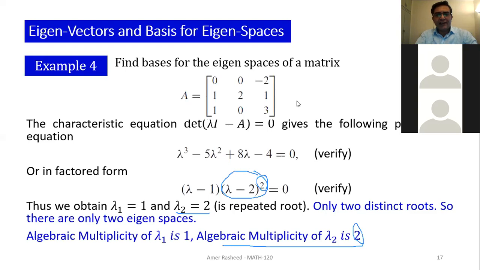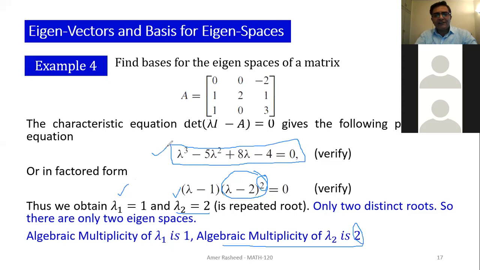So if this A is given, first of all, we need to find its eigenvalues. We write the characteristic equation, which is the determinant of lambda I minus A equal to 0. We solve that equation and get this cubic polynomial equation. We solve this and get two roots, lambda 1 and lambda 2.